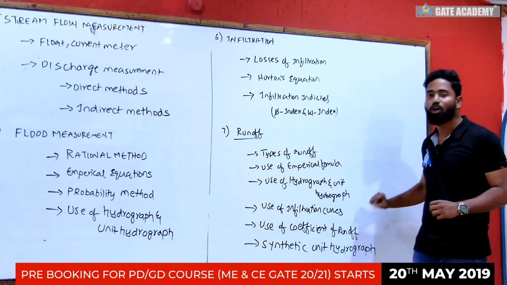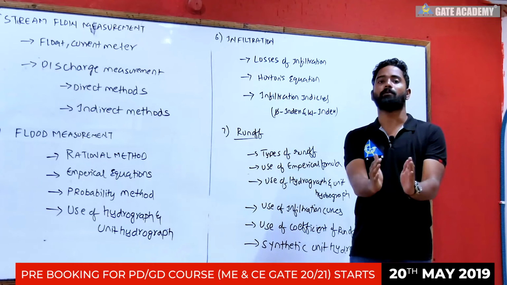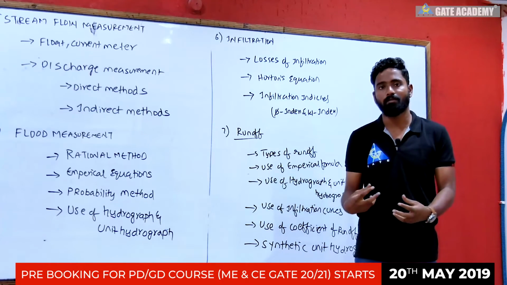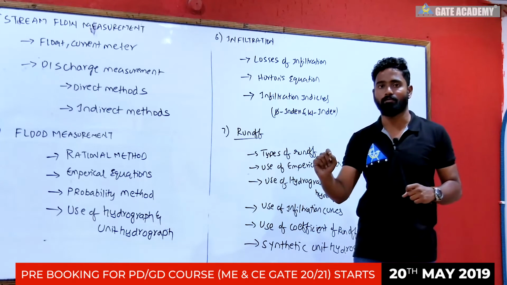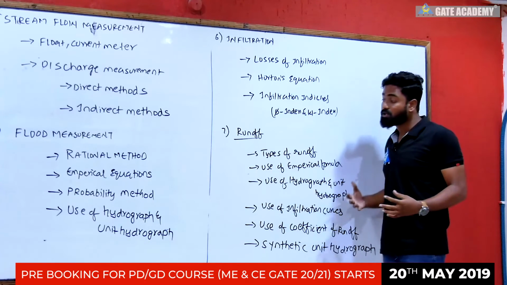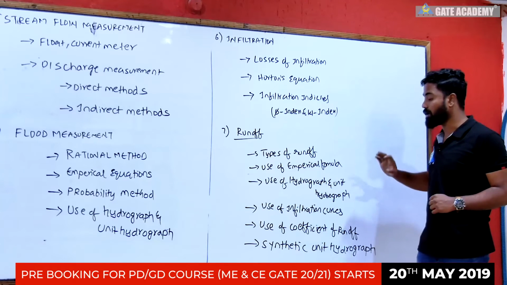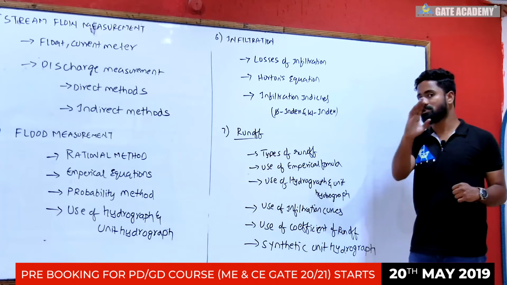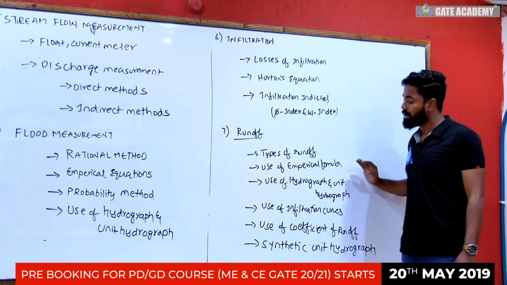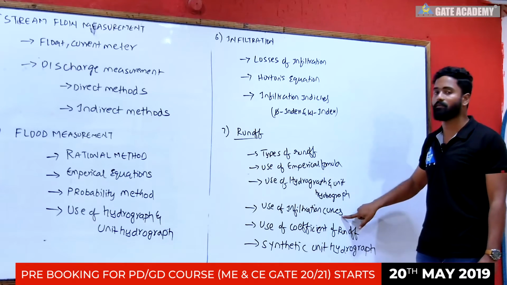Next, use of coefficient of runoff. Coefficient of runoff means, let us say, 65% of precipitation is going as runoff. So the coefficient of runoff is 0.65, that is, 0.65 times precipitation is runoff. That is the idea. All these things are used to calculate the runoff, and the more important thing from the examination point of view is hydrograph and unit hydrograph, and this will be discussed in detail over here, and problems will be given here also.